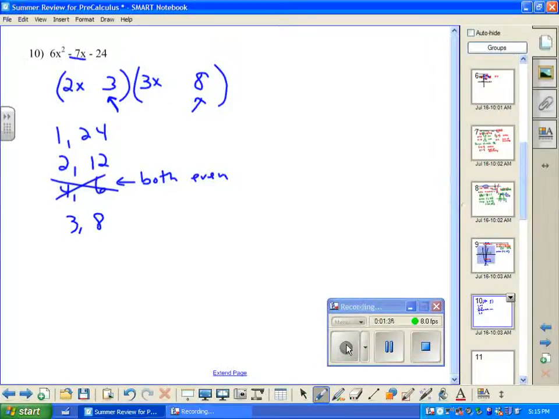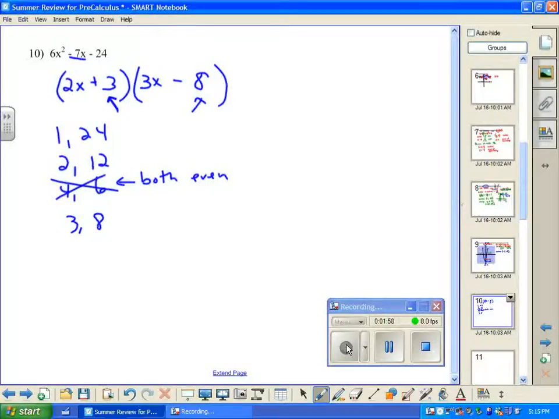And now I just have to make sure my signs are correct, positive and negative. I know we have one positive and one negative because the product needs to be negative. And I want the result when I add the terms together to be a -7x. So I need to have more negative and less positive. So I'll put the negative with the 8 and the positive with the 3.